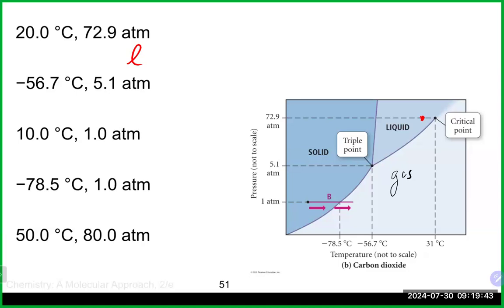At minus 56.7, which would be this line right here, and 5.1 atmospheres right about there. That is the point where all 3 phases come in contact with each other. That is the triple point. So it looks like we should have solid, liquid, and gas basically happening at that particular point. Any questions on that one there?